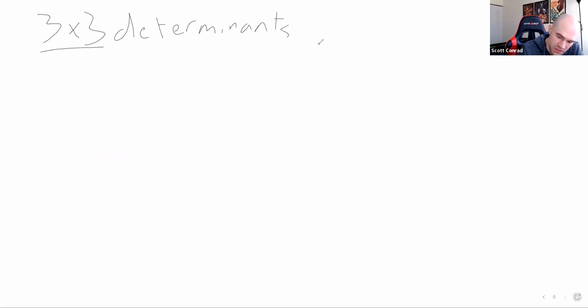Okay. So if you've taken 220, you probably remember determinants. Every time you add a new dimension to your square matrix, calculating the determinant becomes exponentially more of a pain. But for 3 by 3 determinants, which is the biggest we're going to need, you're going to turn it into 3 2 by 2 determinants. So here's how we calculate 3 by 3 determinants.